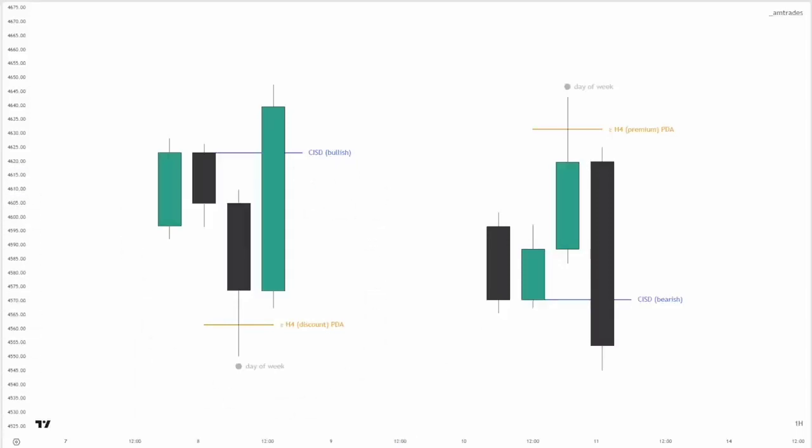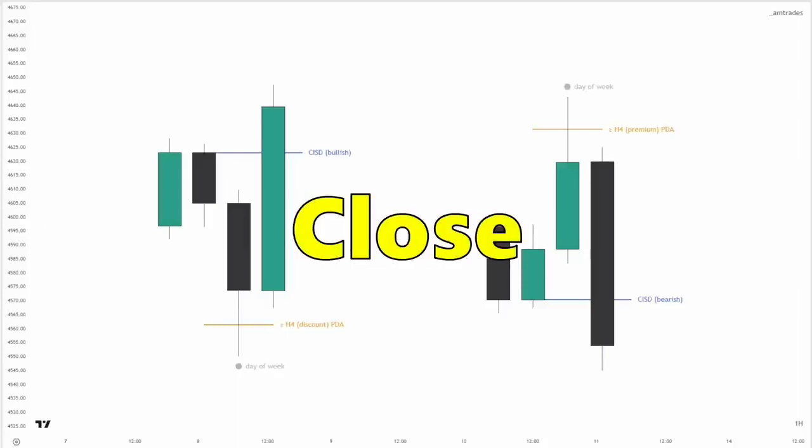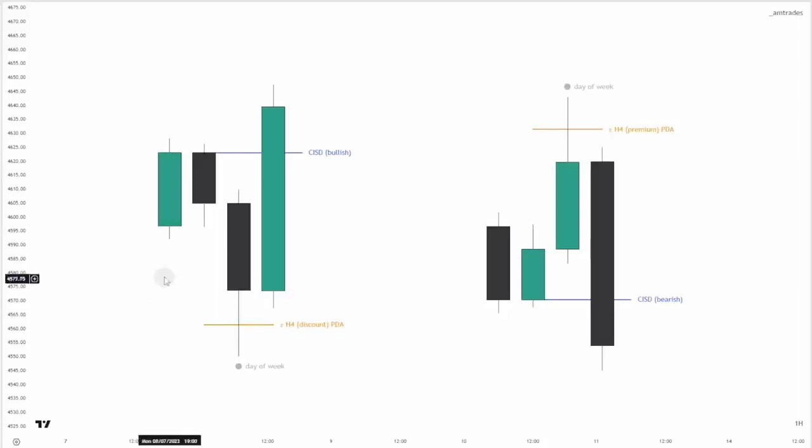The 3 parts to defining a change in state of delivery are time, price, and a close through opposing closed candles. On the left here, we have an example of a bullish change in state of delivery. The element of time is the day of week we are anticipating a low being formed within a defined weekly profile. Price is pairing the day of the week with a 4-hour or above discount PD array. Lastly, we look for price to close above the down close candle or candles which engage the higher time frame discount array. So this candle here would depict a change in state of delivery.